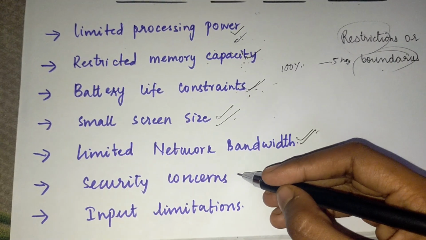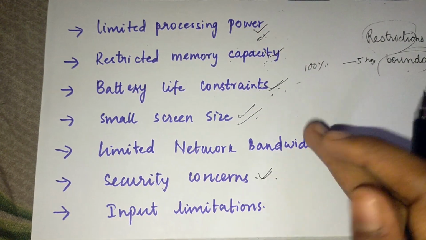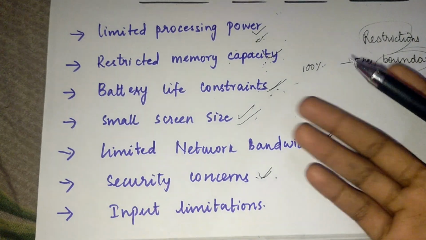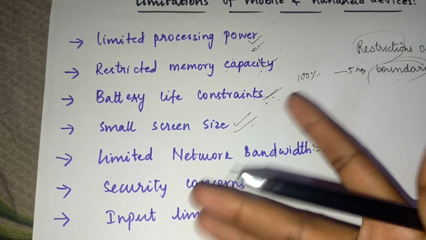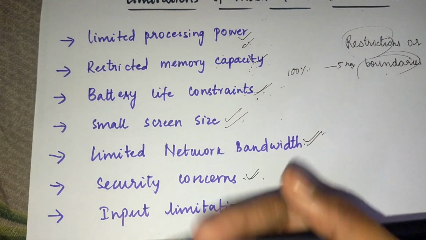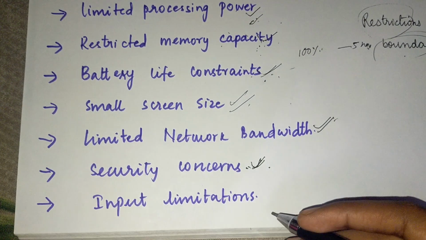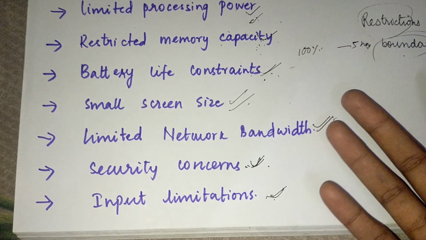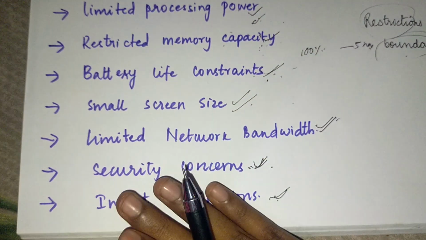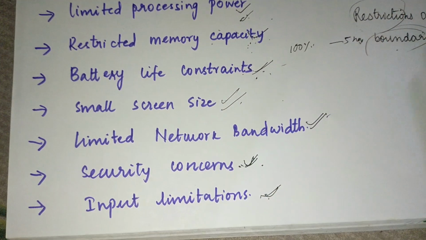Then the next one is security concerns. Your mobile devices are more susceptible to security threats like malware or unauthorized access. Sometimes you get a link, you click it, and then your phone gets hacked, or sometimes you get some message, so that is what we have: security concerns in these phones. The last one is input limitations. Typing on small screens or using touch controls may be less efficient than traditional input methods. Traditional input methods are nothing but typing from the keyboard.